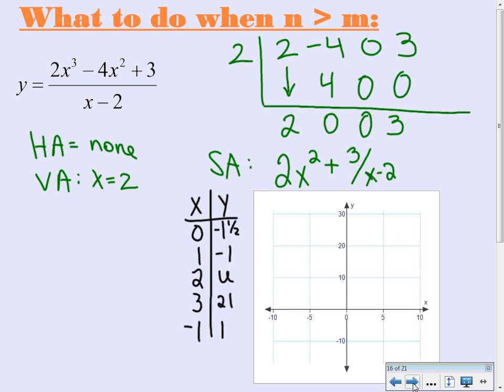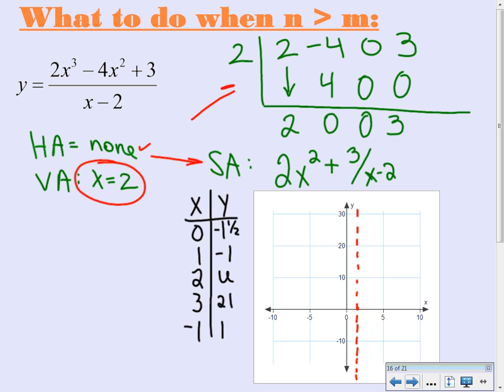2x cubed minus 4x squared plus 3, all divided by, again, x minus 2. Well, the numerator's degree is greater than the denominator's degree, right? We're at a 3-to-1 ratio now. And so we have no horizontal asymptote. We're going to end up with a slant asymptote. We'll get to that in a second, but let's not forget there's a vertical asymptote at 2 again. So let's go sketch my vertical asymptote right at 2 and the slant asymptote.